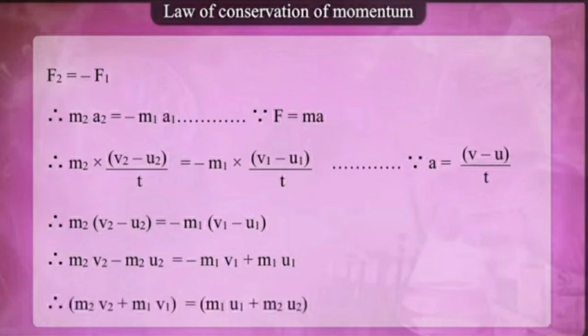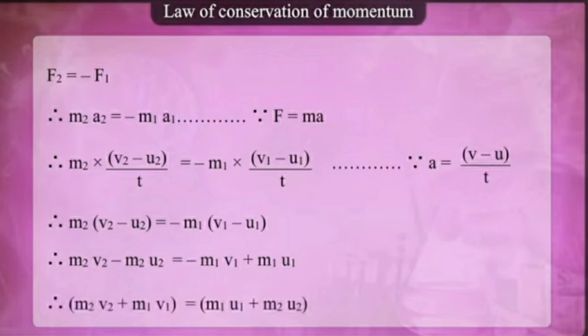Now, let us calculate these. m2 into (v2 minus u2) upon t is equal to minus m1 into (v1 minus u1) upon t. Why are we substituting the value of a? Because a is (v minus u) upon t, right? So m2 (v2 minus u2) is equal to minus m1 (v1 minus u1).